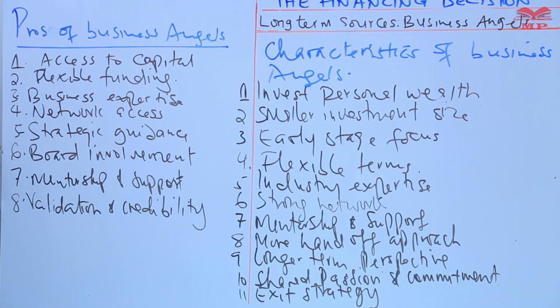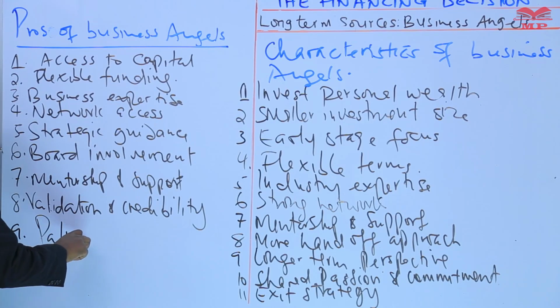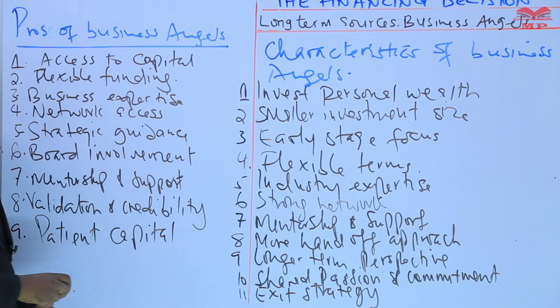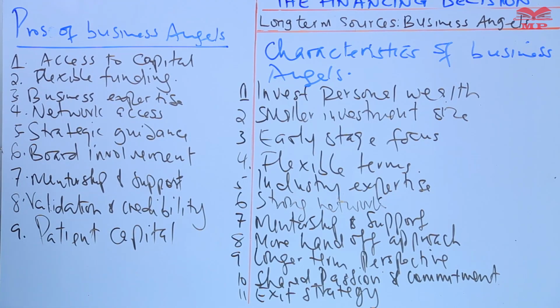Validation and credibility. Number 9, patient capital. What is patient capital? While expecting returns, business angels often have a longer term perspective than venture capitalists, which allows for more flexibility and time for growth.